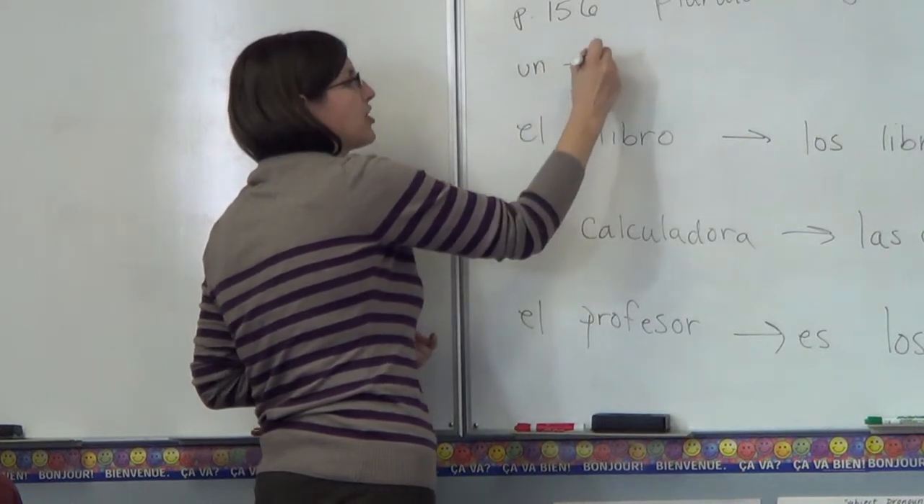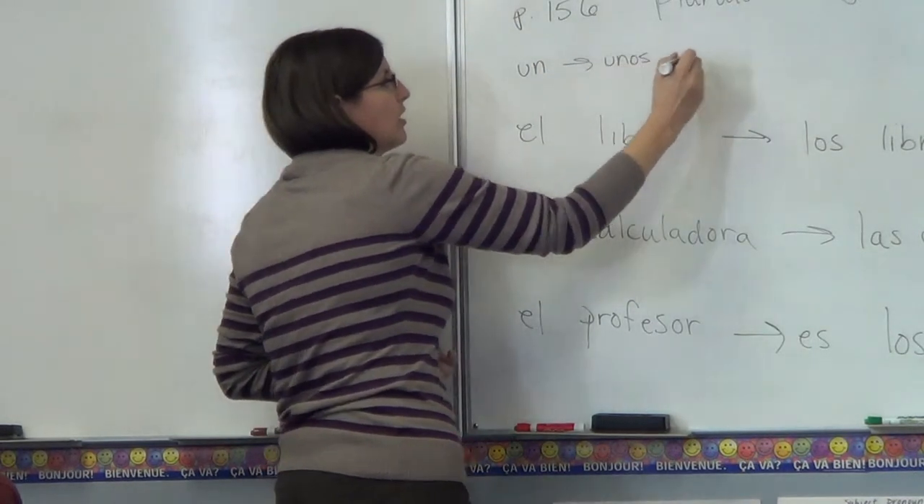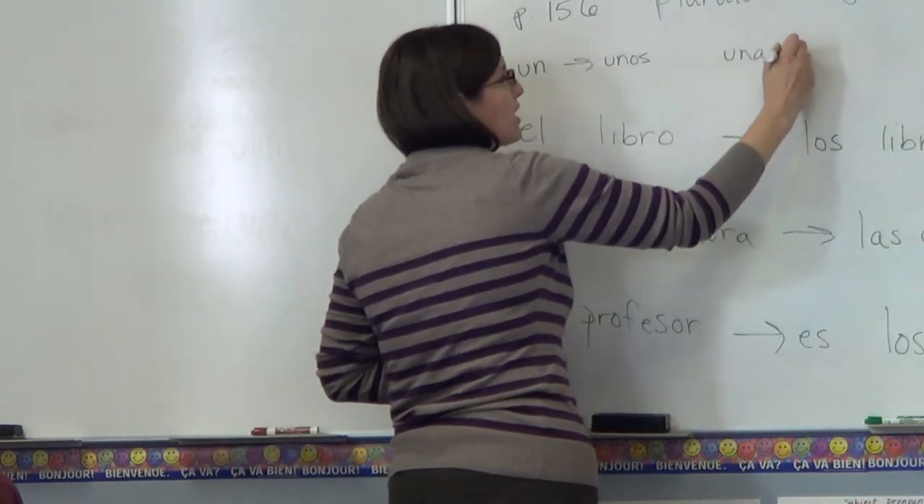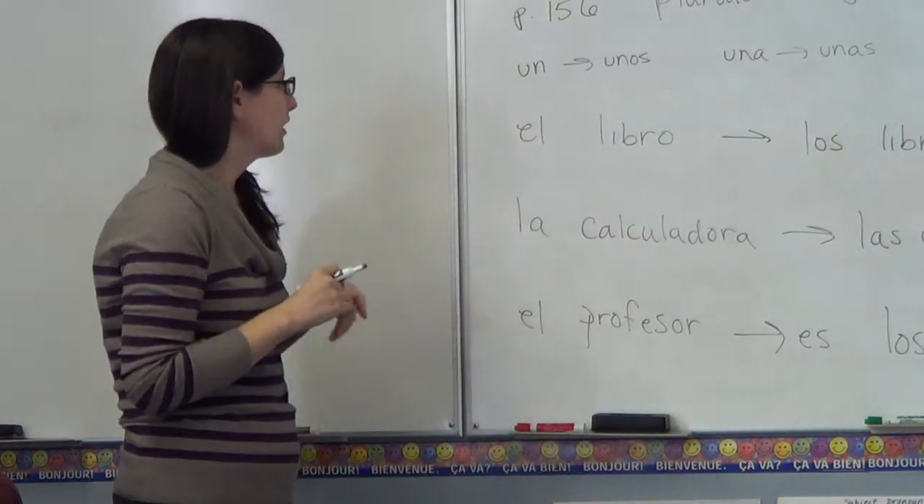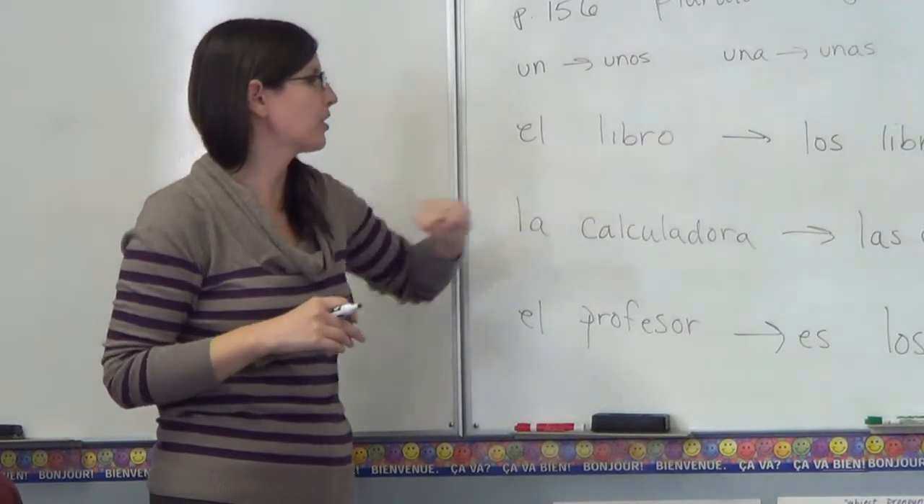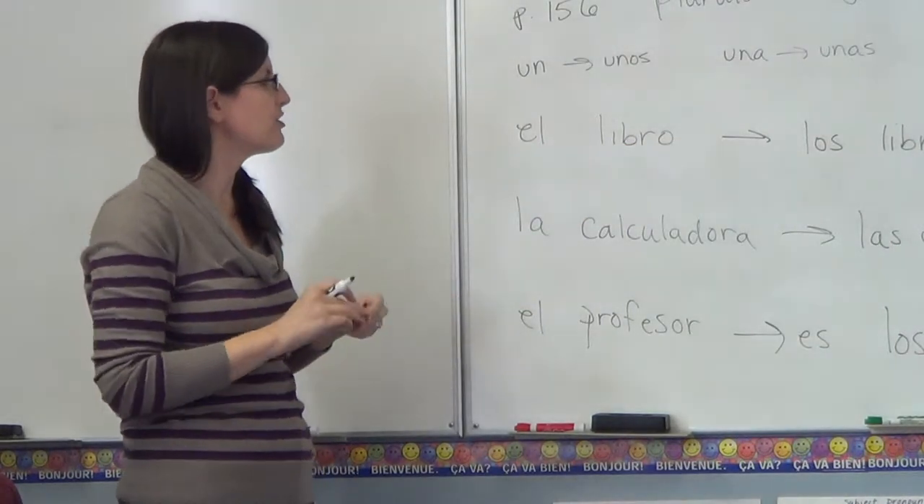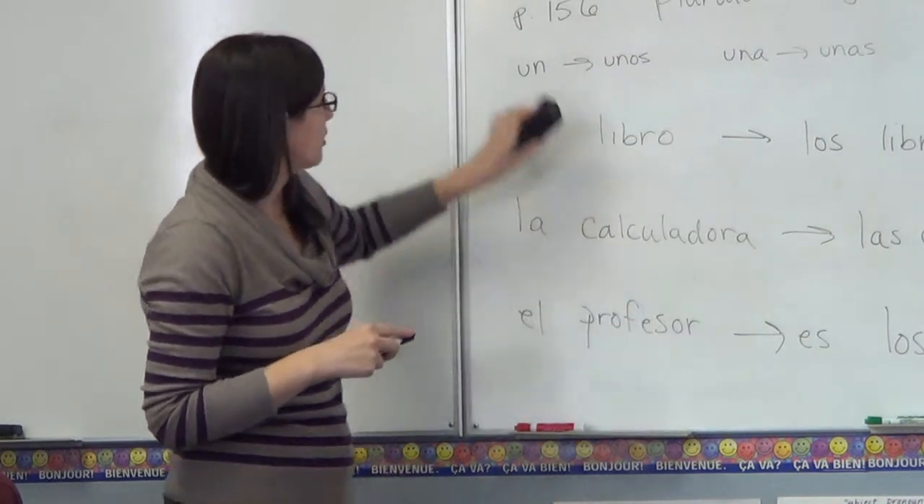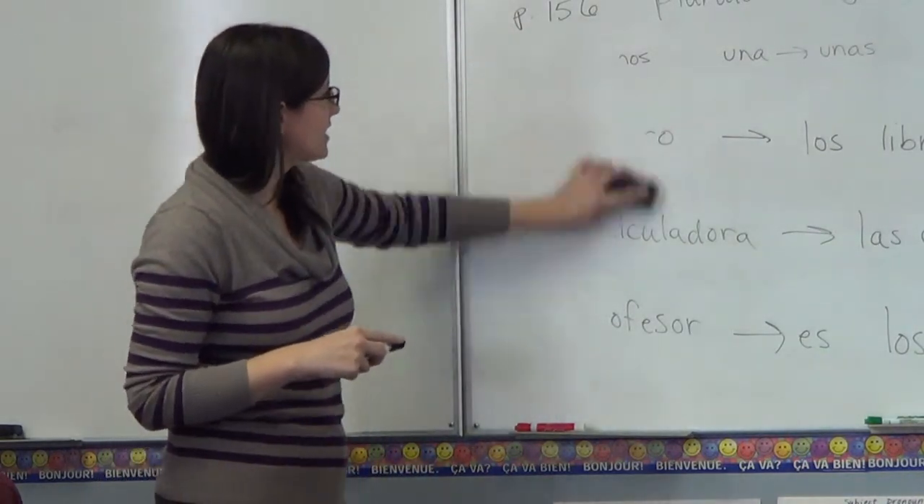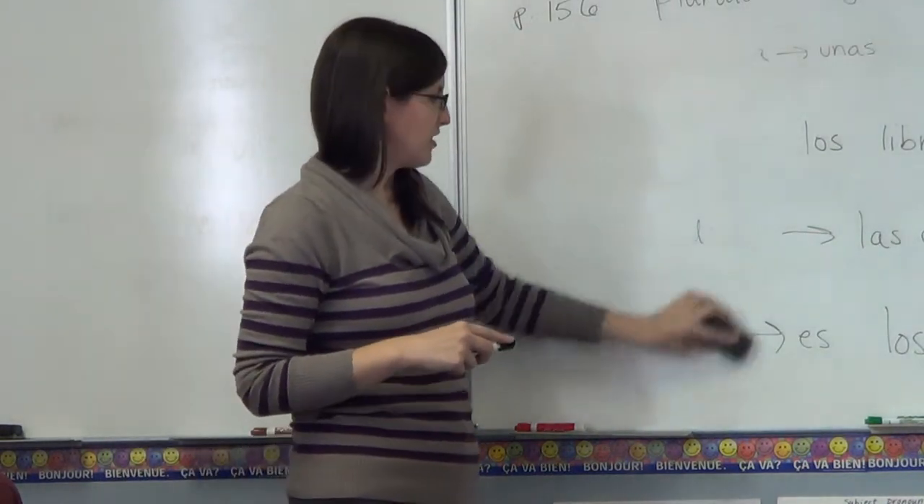All right, and then we also have, like we went over, if we have un in front of something, that would just change to unos. And then una would change to unas, if we were talking about like some books instead of the books, or some teachers instead of the teachers. Okay, so we know those already, so I'm gonna go ahead and erase these. And it's similar to what we have to do with adjectives.